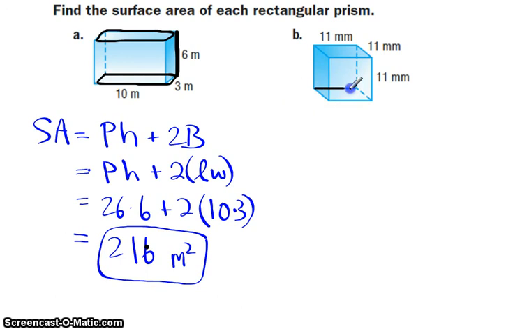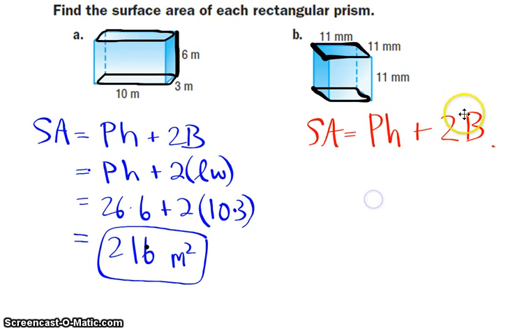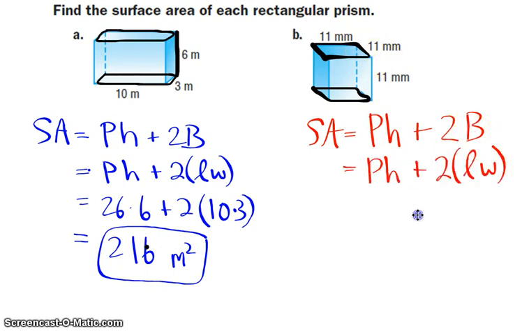I'm going to go ahead and outline my two bases here. There's one on top, one on the bottom. Okay, so let's write our generic formula, and let's change this B to length times width. Okay, so let's plug in what we know. Our perimeter right here is going to be 11 plus 11 plus 11 plus 11, which is 44. Our height is 11. Our base is going to be 11 times 11.